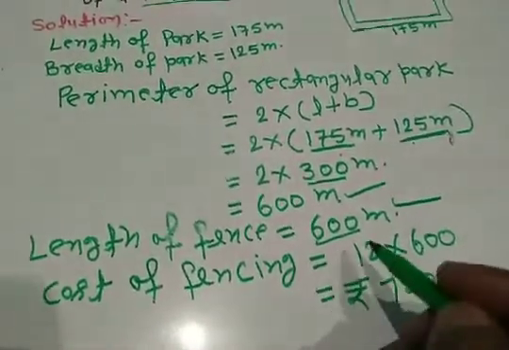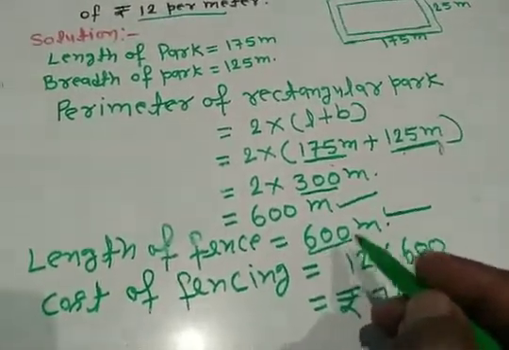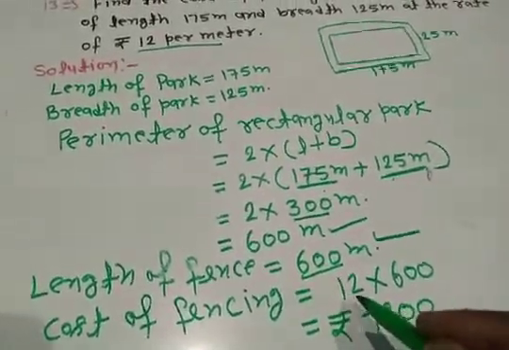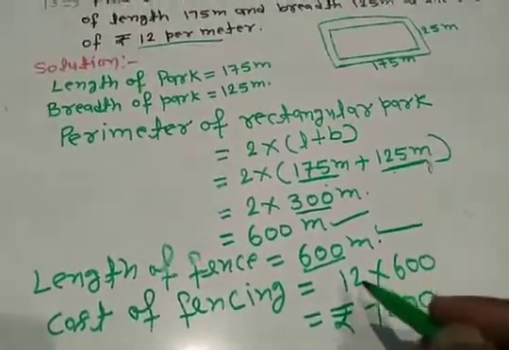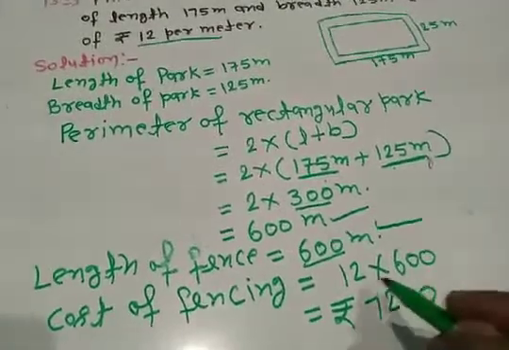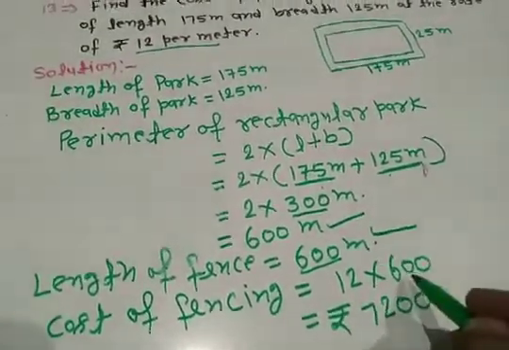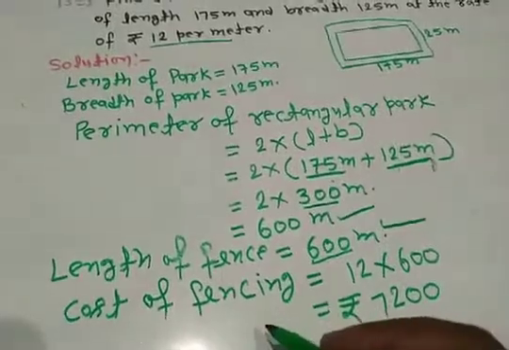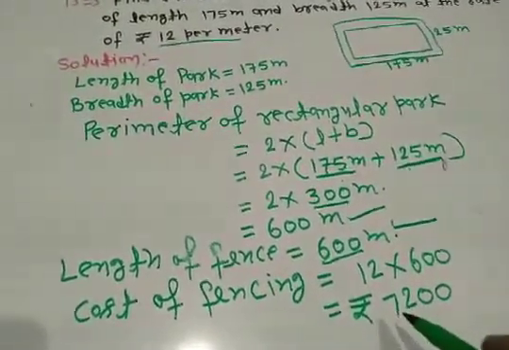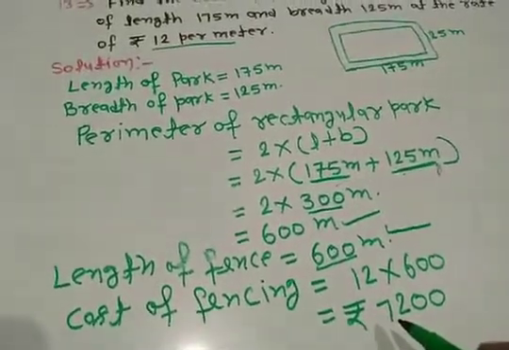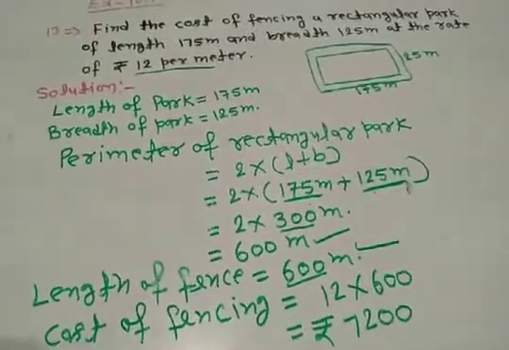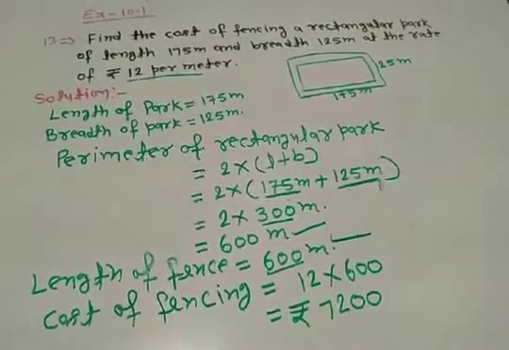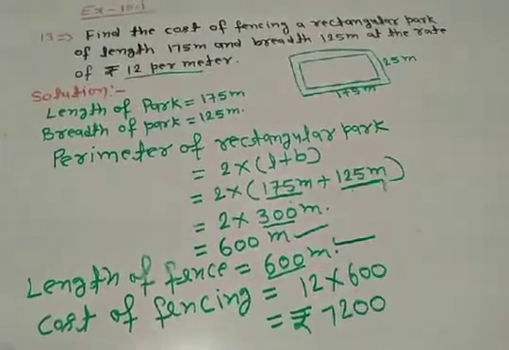So cost of fencing is the length of fence into the fencing cost per meter. This is given, 12. So 12 into 600. This is the rate of fencing, 12 rupees per meter. We have 600 meter, so we multiply 12 by 600 and we obtain the cost of fencing. So here we find the cost of fencing is 7,200. My dear students, I hope all of you understood this question, and now we are going to solve question number 14.